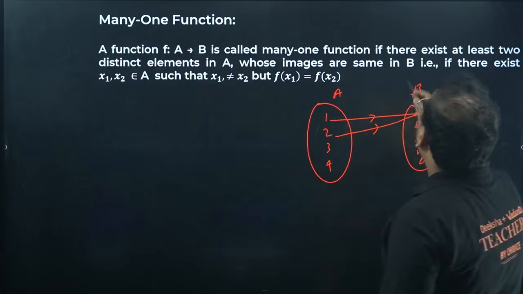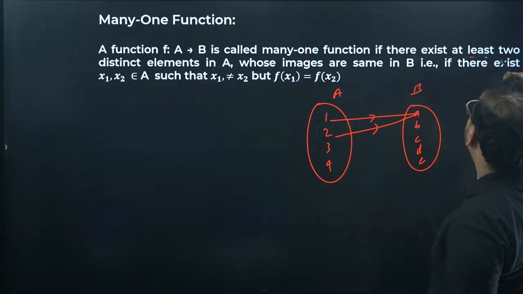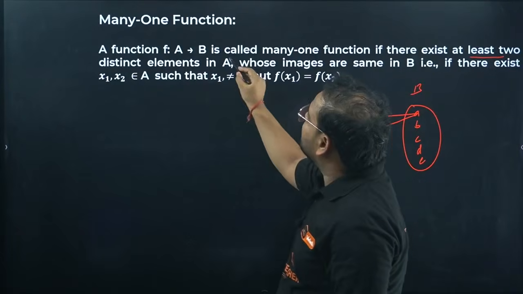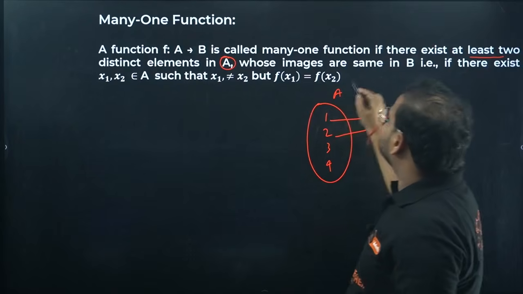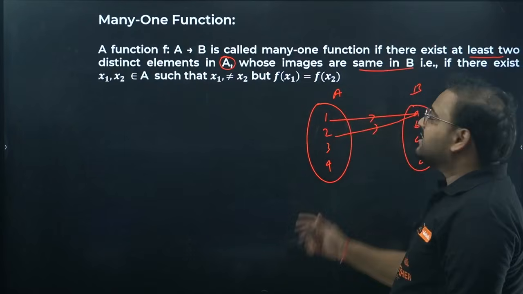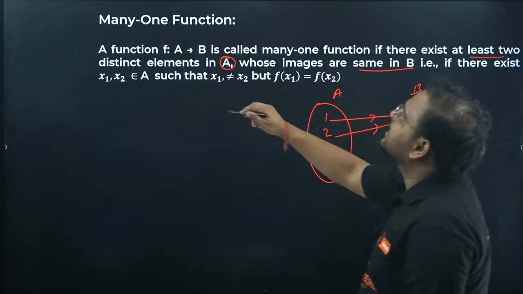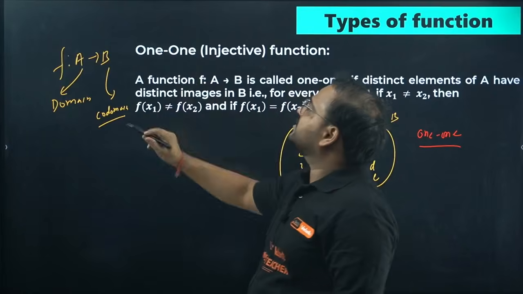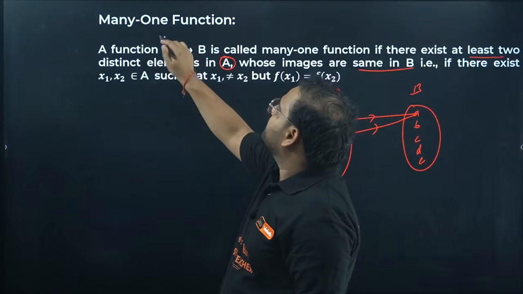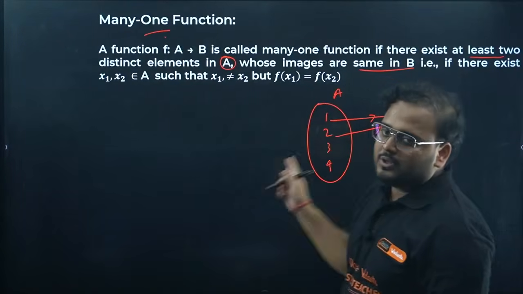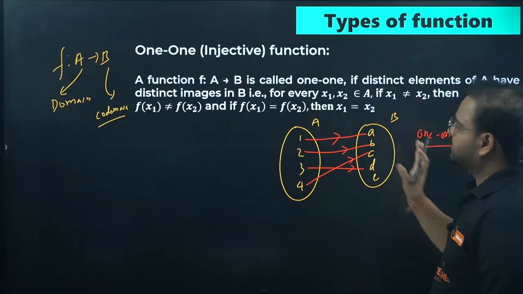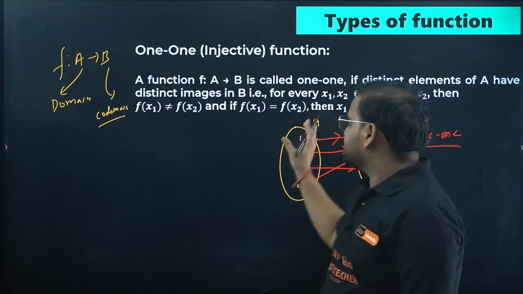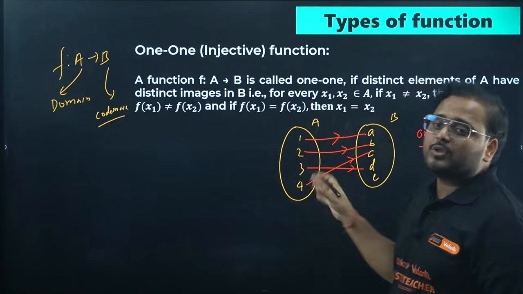Please check here. If there exist at least 2 distinct elements in the set A whose images are the same in B, then the given function is called a many one function. The opposite of 1-1. All right, this is the mapping part. This is how we do the mapping.